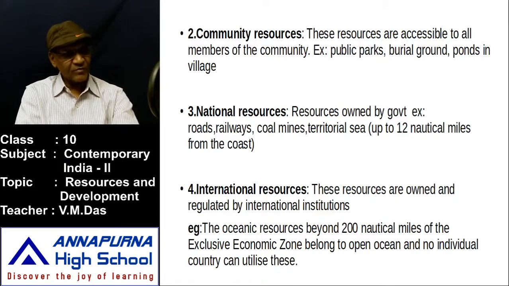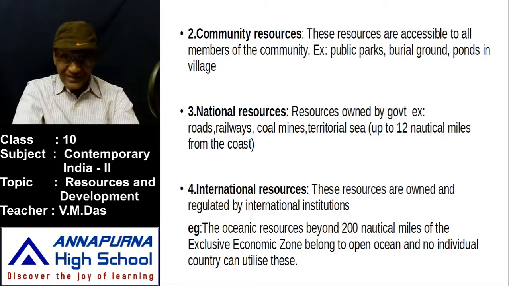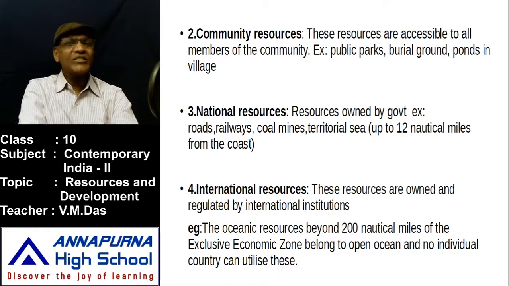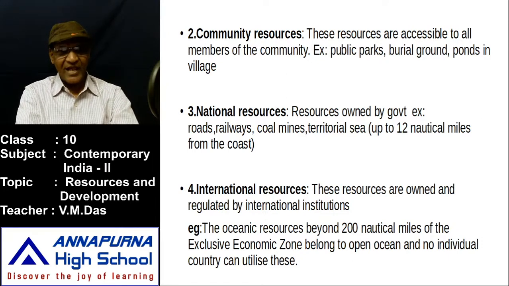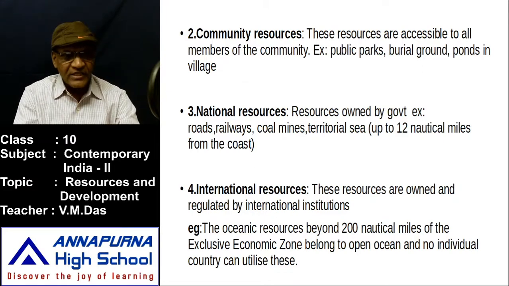Now let me tell you examples. What comes under the national resources? They are roads, railways, coal mines, territorial sea. All these come under national resources. These resources are owned by the government, and the government allows the people, our communities, to enjoy these national resources later. But the ultimate authority is enjoyed by the government over all of them.